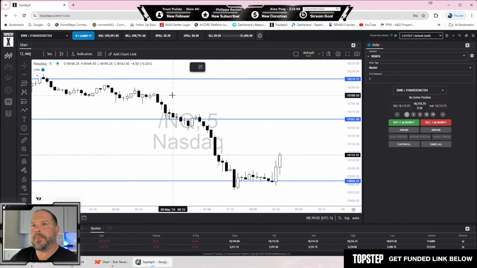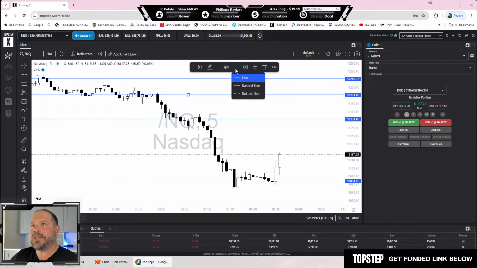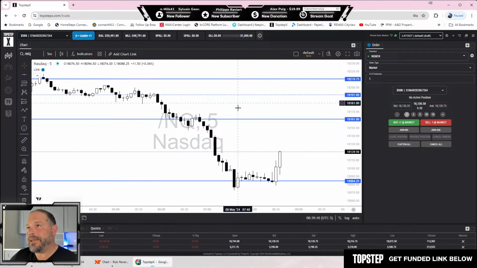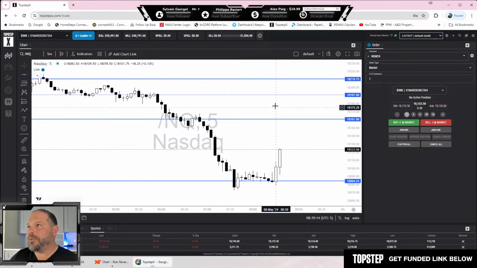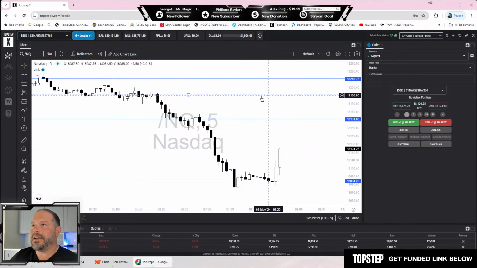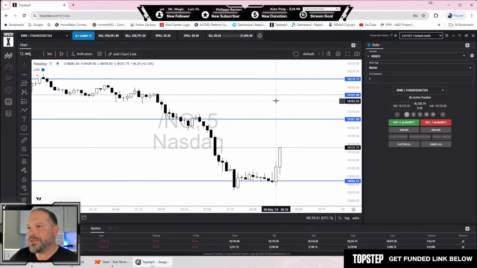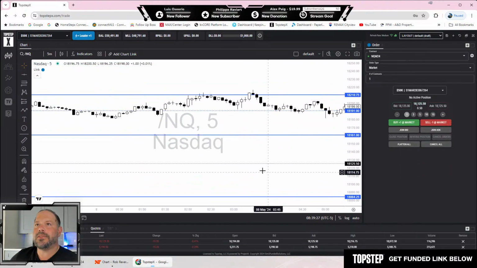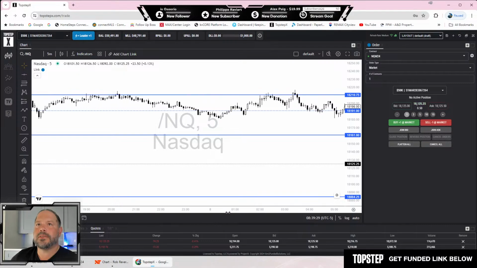So then I will put this line right here, and I'll change this to a dotted line, and that's a 5-minute level. Granted, not the best because you got a big gap right here between 18,161 and 191. That's about 30 points of range here. Too big of a range for me to find something that's tradable. Let's see if there's anything else.